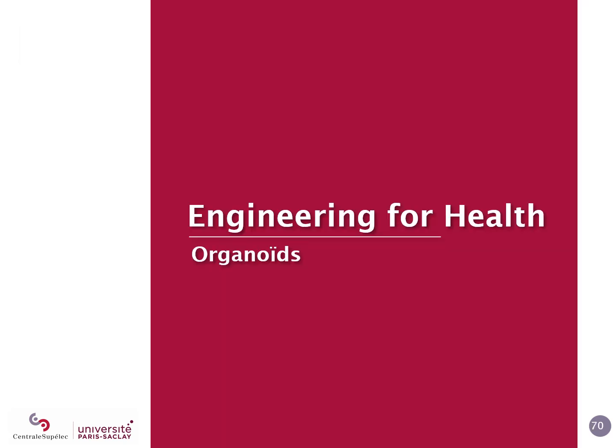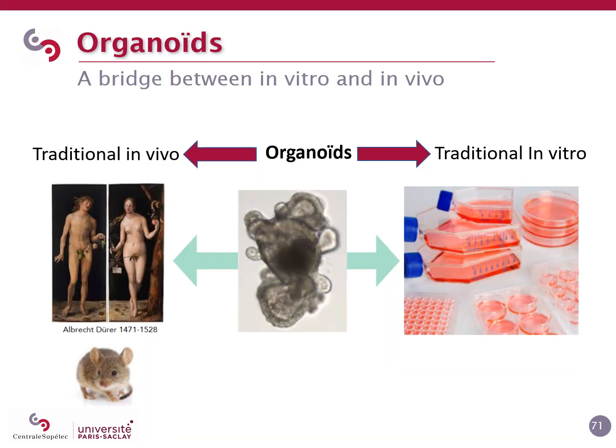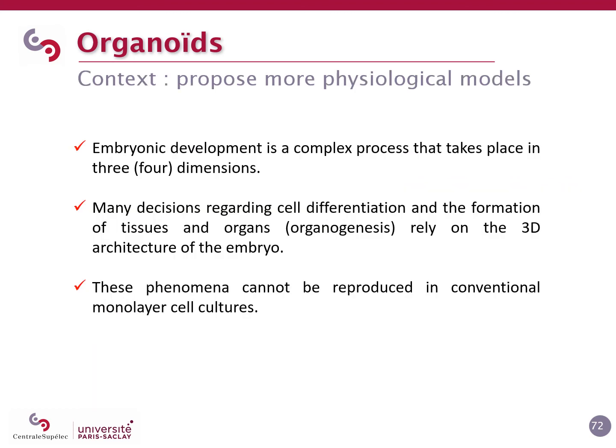The penultimate part of my presentation will focus on organoids. Organoids are a bridge between traditional in vitro cell culture in flat flasks and the in vivo physiological three-dimensional environment in animals or humans. The idea is to propose more physiological in vitro models. This is based on the fact that embryonic development is a complex process that takes place in 3-4 dimensions.